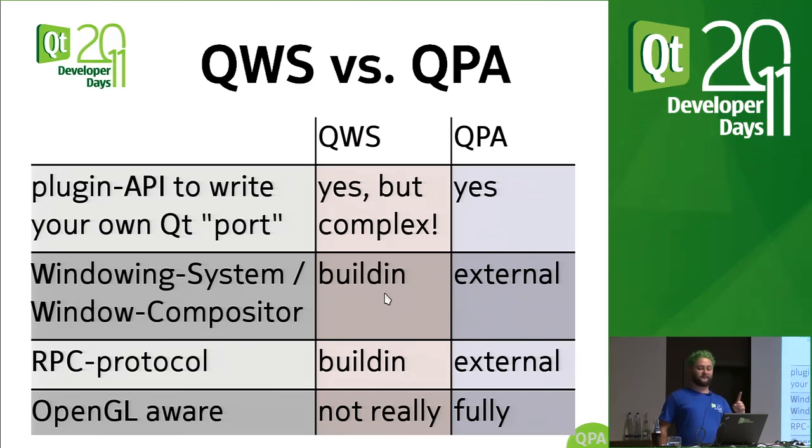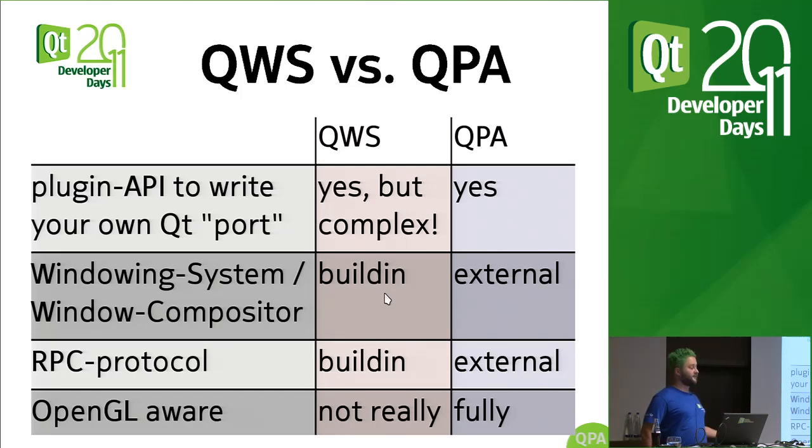So I told you the main difference between the two is that the one comes with a windowing system, the other one not, meaning that QPA can interact with a windowing system, but it does not provide one. So it depends on external windowing systems. If you don't have one, you will not have multiple processes. You will only have one window, one process. It's okay for a lot of use cases, but just so you know.